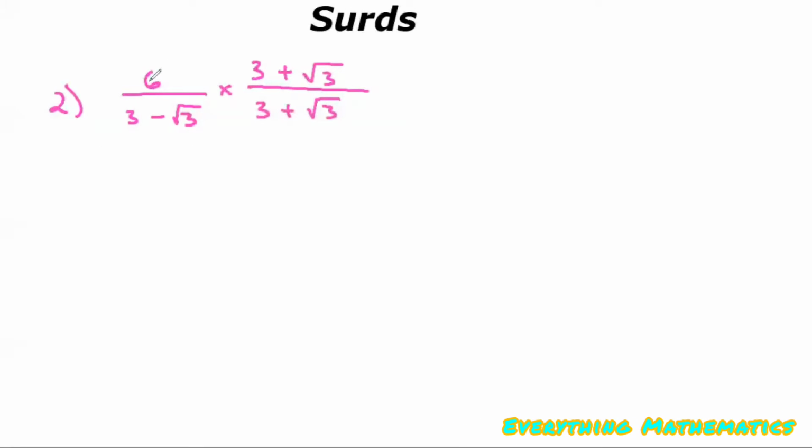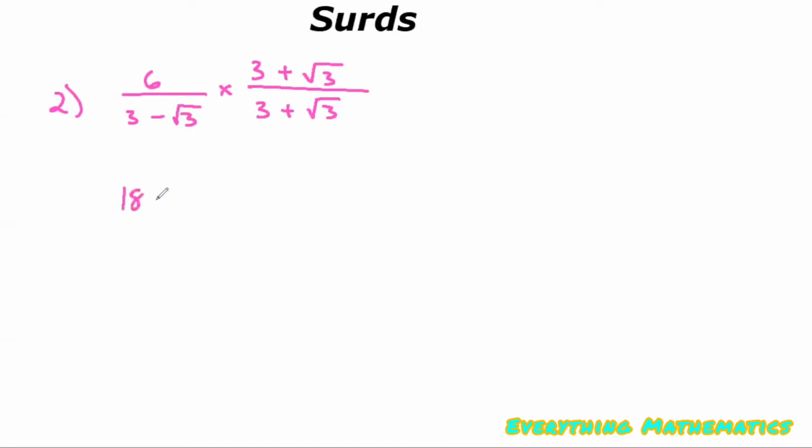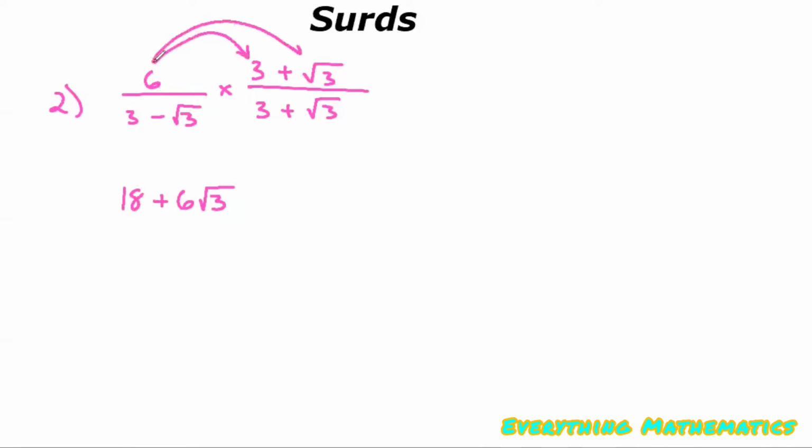But here now we have 6 times 3 and then 6 times root 3. So at the top here, we'll end up with 18 plus 6 root 3. Yes? The 6 multiplied by this 3 gave me 18, and then the 6 multiplied by root 3 gave me 6 root 3. And that's how I end up with that.